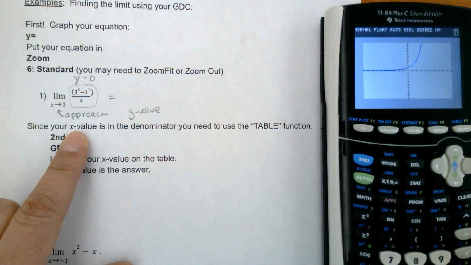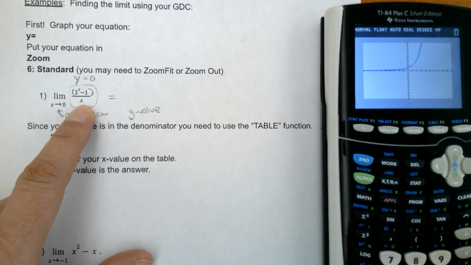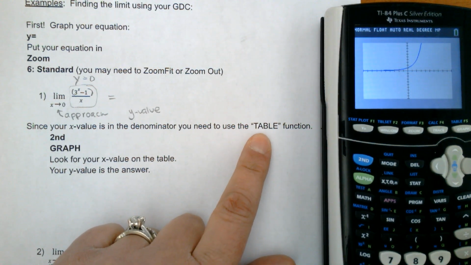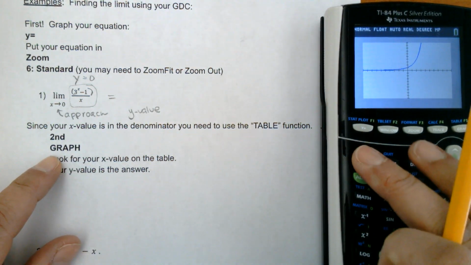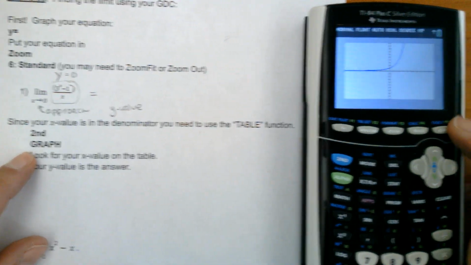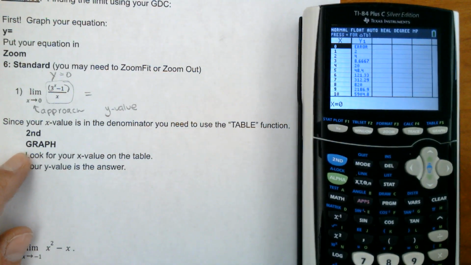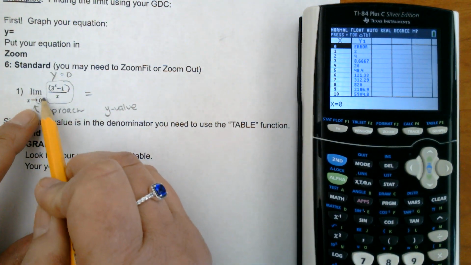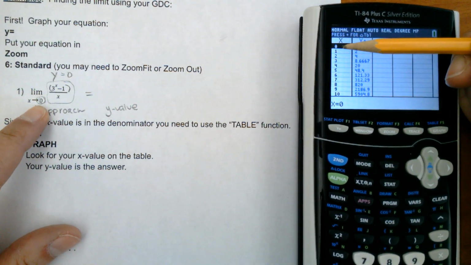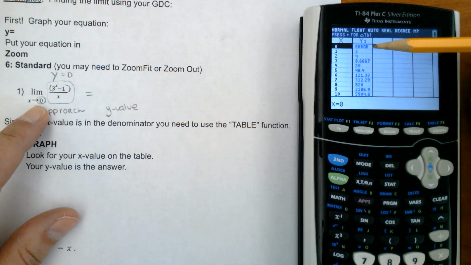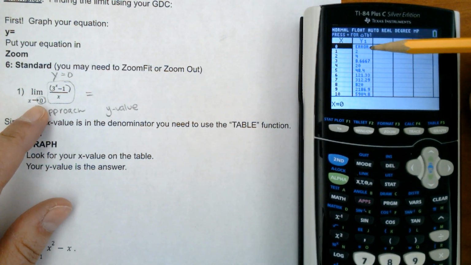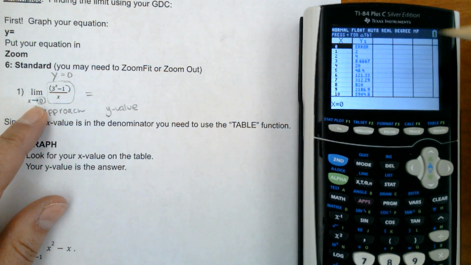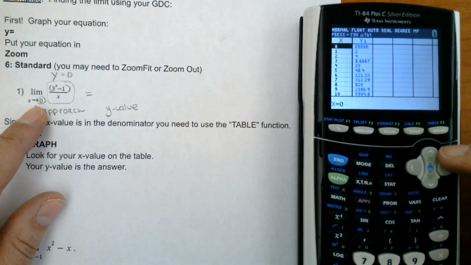So what we're going to do, since we have a denominator and it has an x value in it, this situation, remember this situation, we need to use the table function. So we're going to press second and graph right over here, and a table comes up. And what we're going to do, we're going to look for our x value. Whatever this value right here is, we're going to look for it on the table. And then next to it, we see an error. So that's where my limit happens. But I can't find it on here because there's an error. Sometimes that happens, sometimes it might not happen.